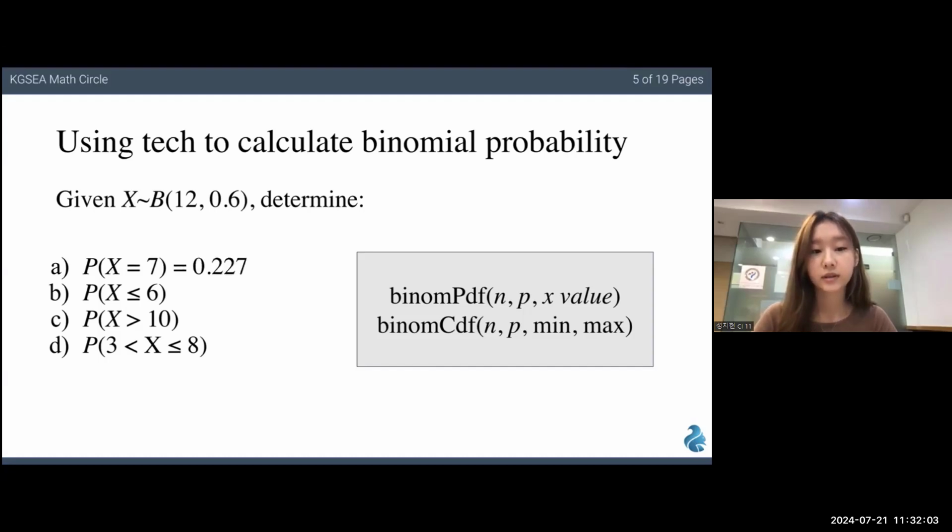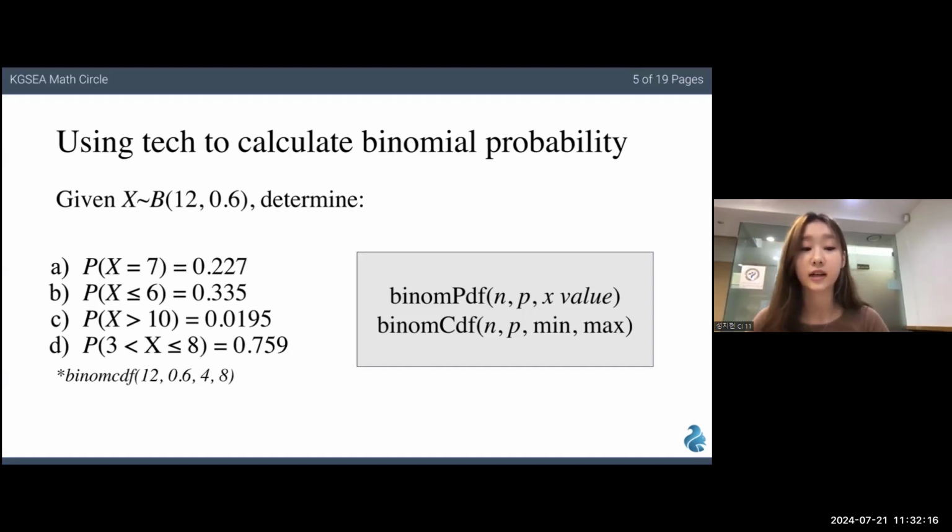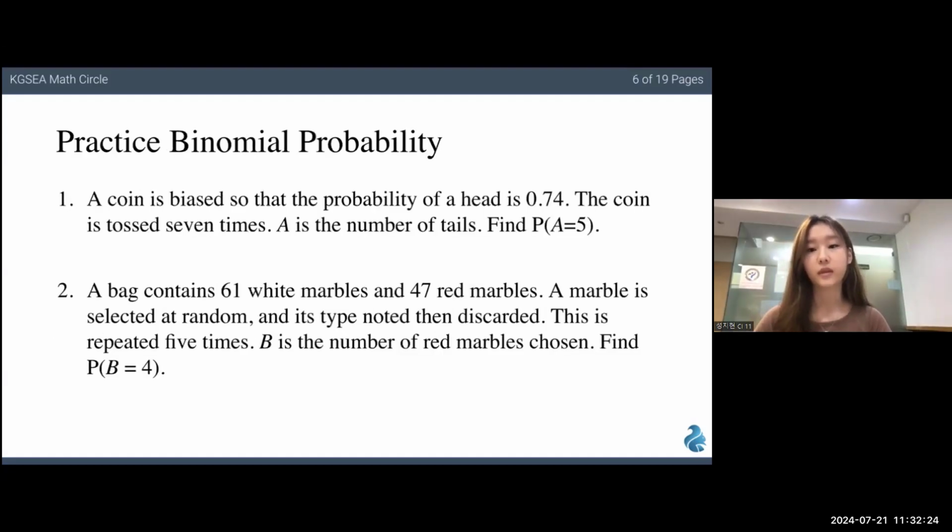So the first one, if you use the calculator correctly, would give you 0.227. B will be 0.335, C 0.0195, and D 0.759, given that you have used for the binom CDF 12, 0.6, 4, and 8, where the min and max are inclusive. Let's practice more binomial probability.